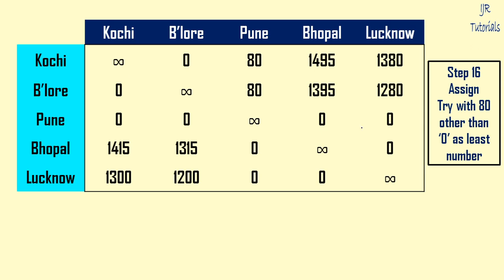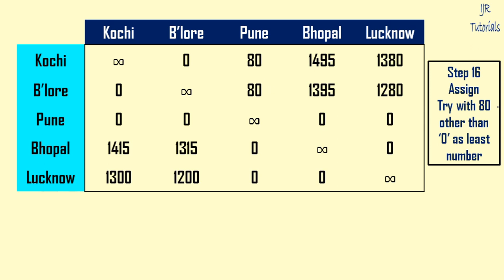So what is the next best number after 0? It is 80. Now treat 80 as the least number. But if you see in this matrix, there are two 80s, so as a confusion factor, which 80 do we have to take? First, we have to take the first 80. Now 80 is the least number, but don't take this 80, we have to take this 80.